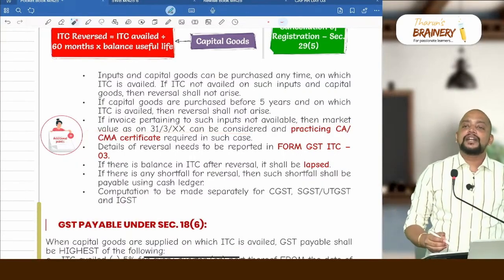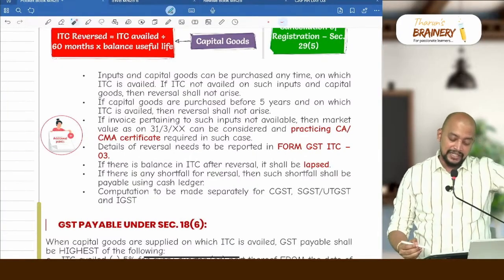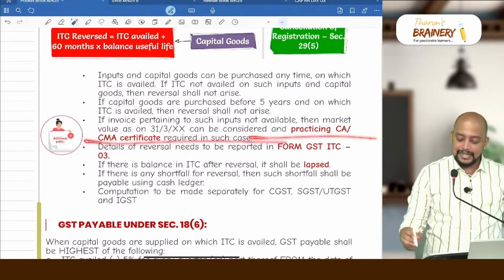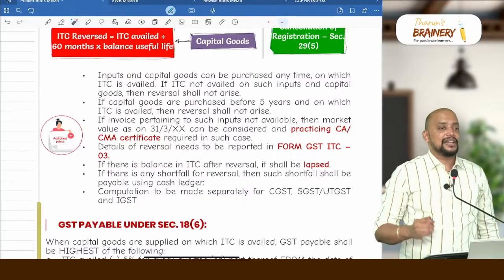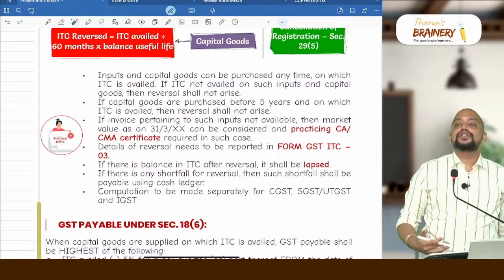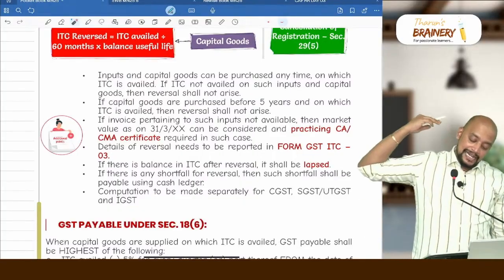Sir, I don't know the market value. Go to a CA/CMA, they will tell. A practicing CA/CMA is required to certify in that case. What is the form in which we need to submit the reversal of ITC? ITC-03.